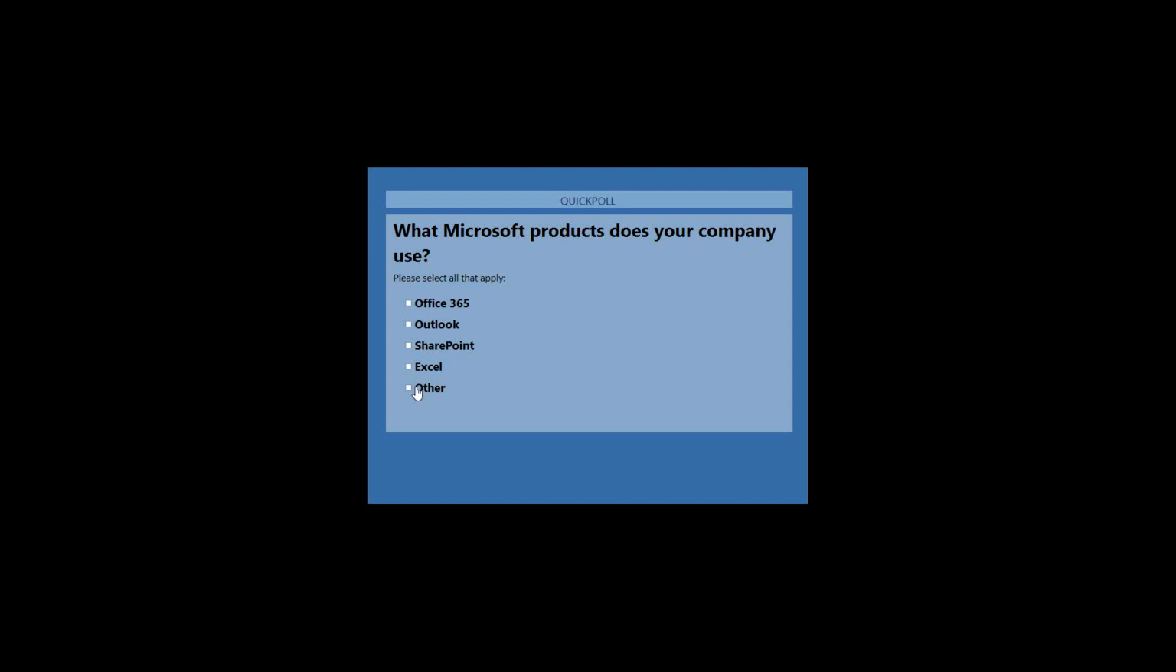Right now, it looks like 100% on Excel. Not surprising. Just about 80% on Office 365, around 90% on Outlook, 50% on SharePoint, and about 30% on other. Okay, somebody go ahead and close the poll and turn it back over to you. All right, sounds good. So that's good to know.